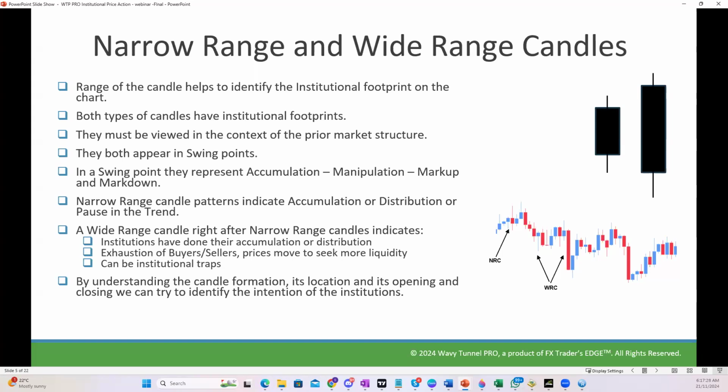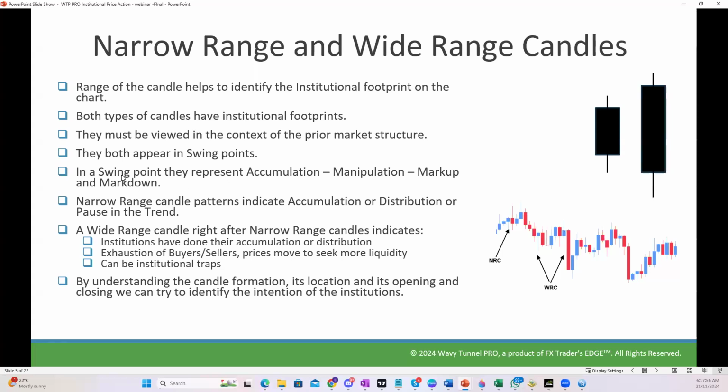And they use the wide range candles with a specific body formation to advance their own move, leaving the retail traders behind. So if we understand these two types of candles, the narrow range candle and the wide range candle, we will be able to catch some of those institutional footprints or institutional manipulations in the market.